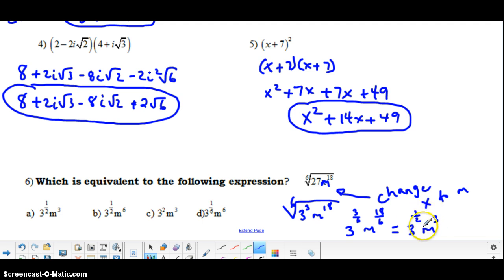And there's our answer. Let's see if it matches up. All right, it does match up to our first answer, and you can see the distractors are making sure you can reduce fractions and that you know that 27 is equal to 3 cubed. Okay, so A is your right answer.